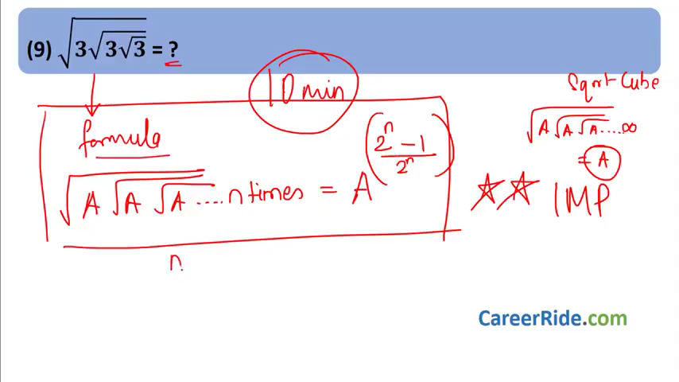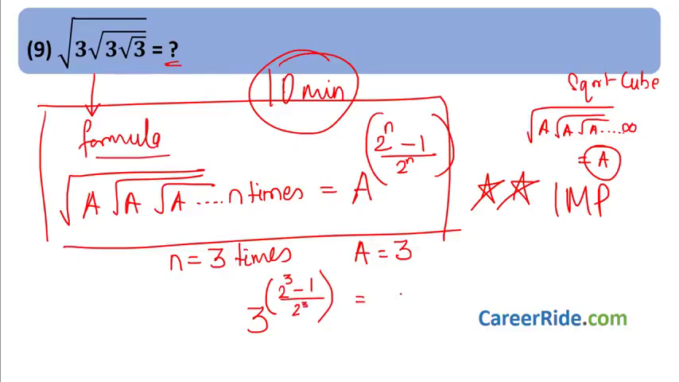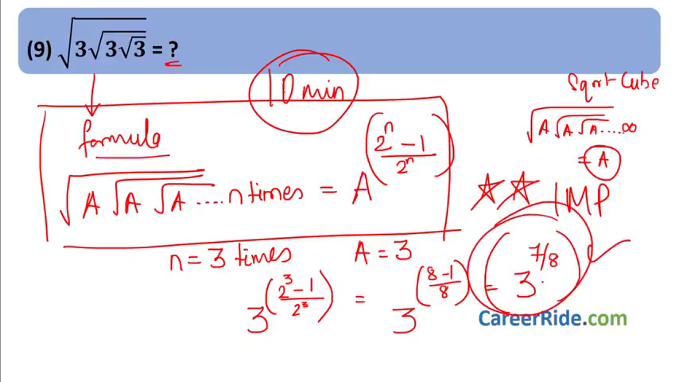So over here the value of n is how much? 3. Why 3 times? Because we have root of 3 root of 3 root of 3. It is only 3 times, and the value of a, that is the base number, is nothing but 3. So the answer will be 3 raised to 2 raised to 3 times, minus 1, upon 2 raised to 3 times. That would be equal to 3 raised to 8 minus 1 divided by 8. That would be equal to 3 raised to 7 upon 8. This is the final answer.